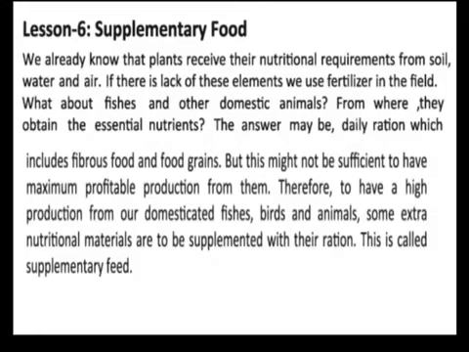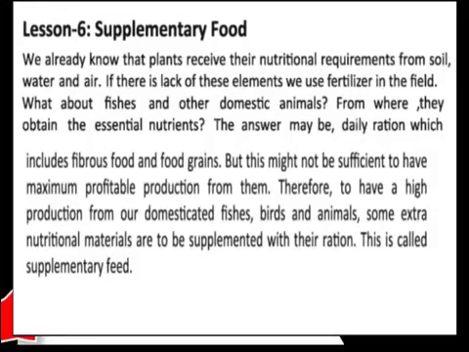So what about fishes and other domestic animals? In case of any lack of nutrients, how can I make up for fish and domestic animals? From where do they obtain their essential nutrients? What are nutrients? A source of nourishment such as food that can be metabolized by an organism to keep energy and build resources. The answer may be daily ration, which includes fibrous food and food grains.